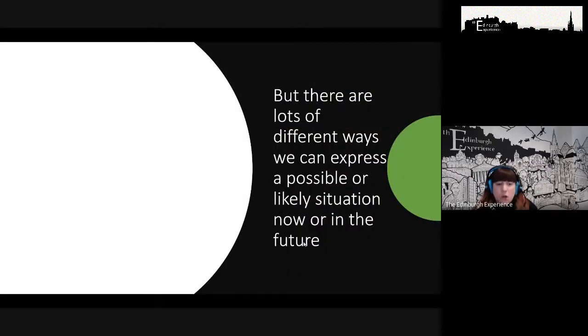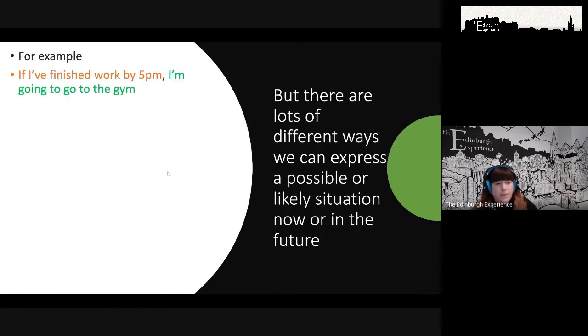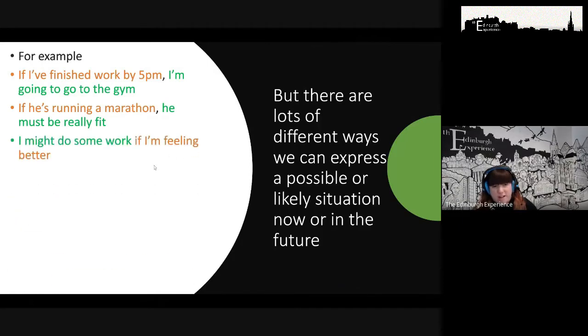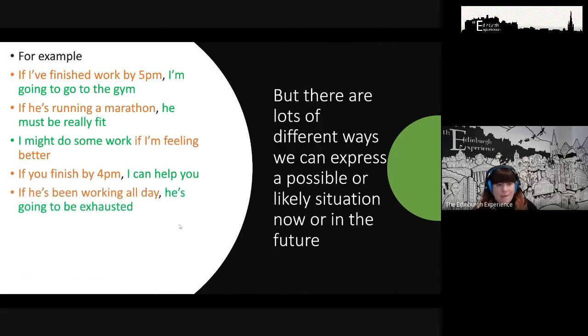However, there are lots and lots of different ways that we can actually express a possible or likely situation now or in the future. So here are some examples for you. If I finish work by 5 p.m., I'm going to go to the gym. If he's running a marathon, he must be really fit. I might do some work if I'm feeling better. If you finish by 4 p.m., I can help you. If he's been working all day, he's going to be exhausted.